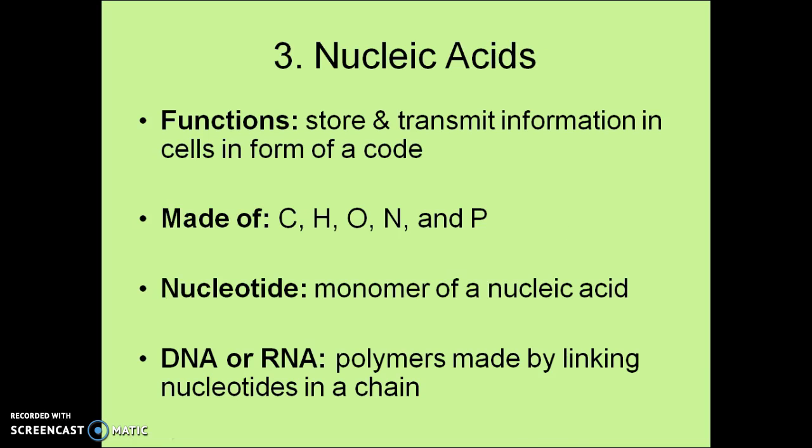Okay. Next on our list are the nucleic acids. They are used to store genetic information and to transmit or send that genetic information in the form of a code. They contain carbon, hydrogen, and oxygen, just like carbs and lipids, but they also have nitrogen and phosphorus. The monomer or single building block of a nucleic acid is called a nucleotide, and if we join nucleotides in chains, we can create two types of polymers, DNA or RNA, and we'll look at the differences between those in just a second. So the monomer for a nucleic acid is a nucleotide, and the polymer is either DNA or RNA.